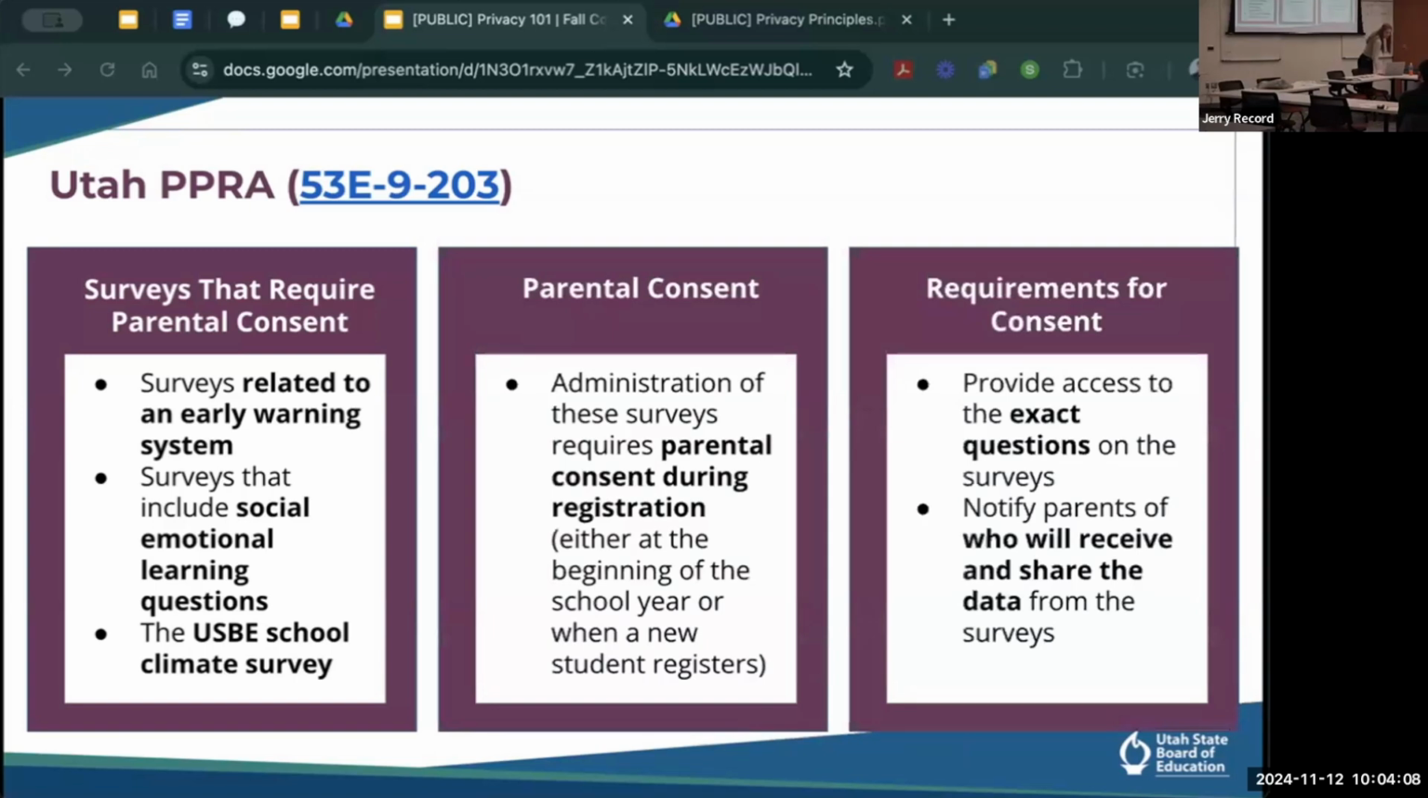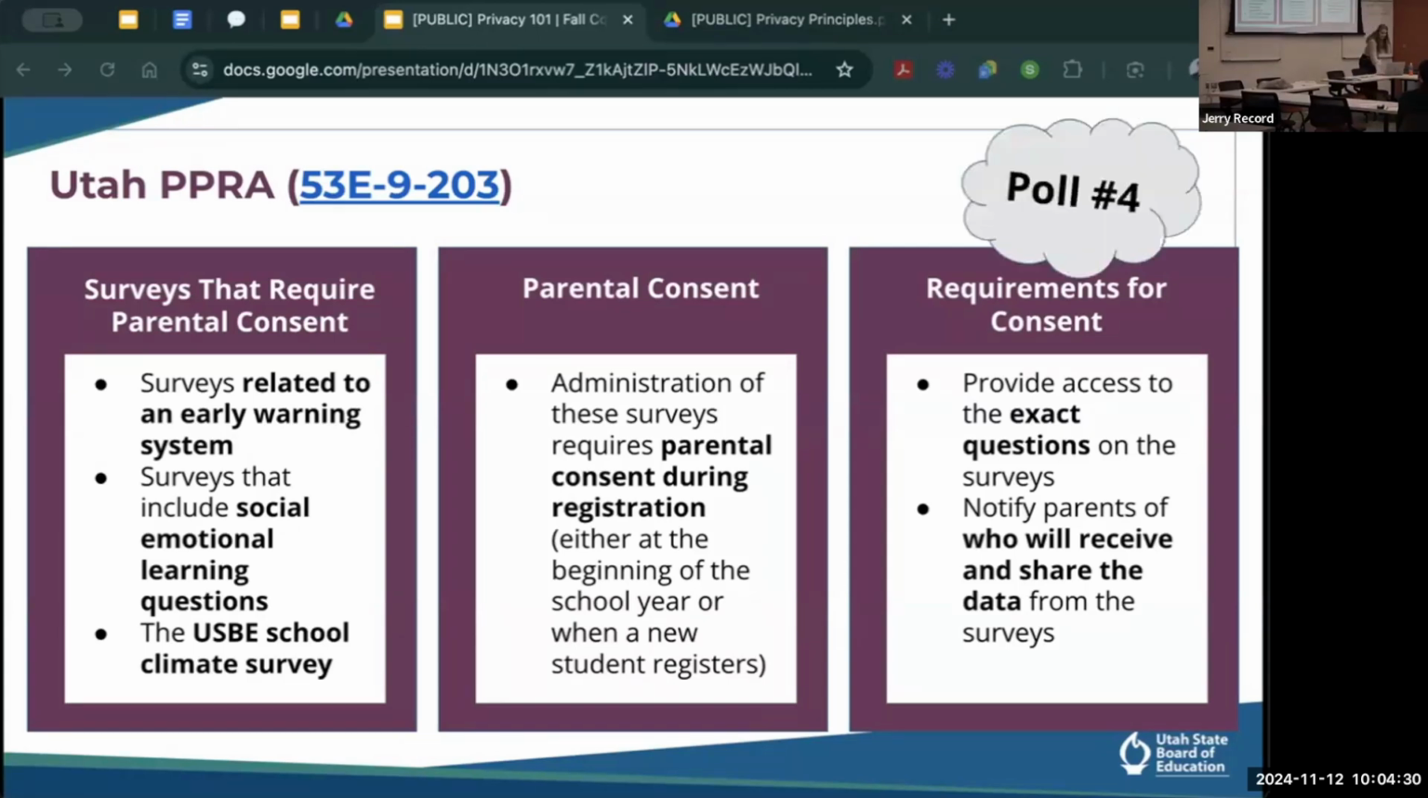Okay. When you get parent consent, you have to give a really thorough notice so that the parent knows what they're giving consent for. That includes giving them the exact questions that will be found on the survey and telling them other information like how the data will be used and who will have access to it. Okay, any questions or comments about this?